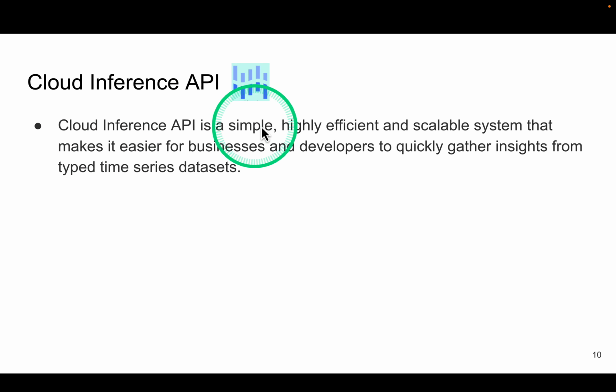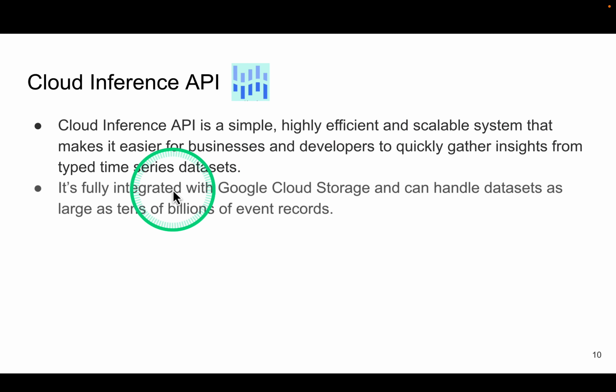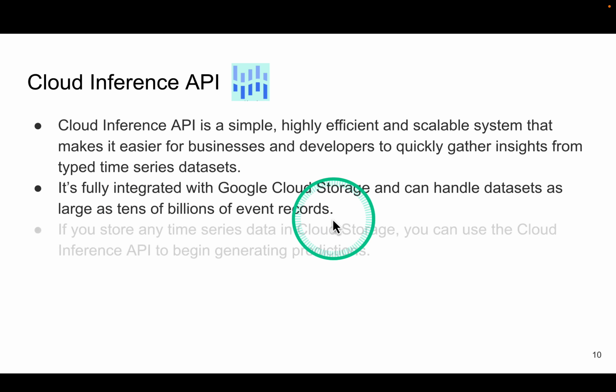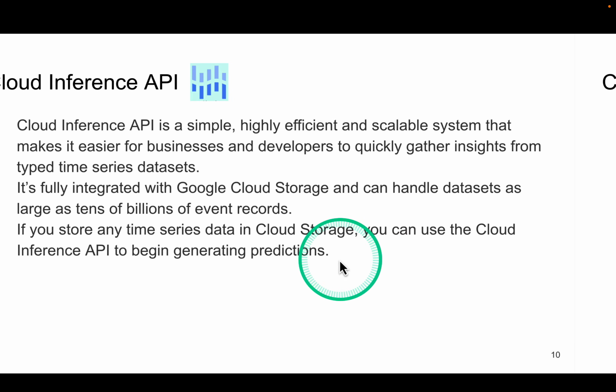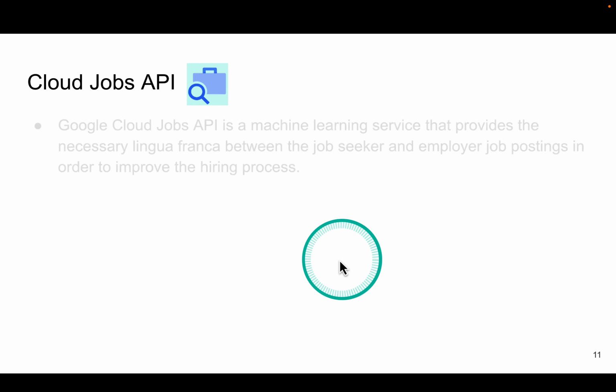Okay, next is Cloud Inference API. Cloud Inference API is a simple, highly efficient and scalable system that makes it easier for businesses and developers to quickly gather insights from typed time series datasets. It is fully integrated with Google Cloud Storage and can handle datasets as large as tens of billions of event records. If you store any time series data in Cloud Storage, you can use the Cloud Inference API to begin generating predictions.